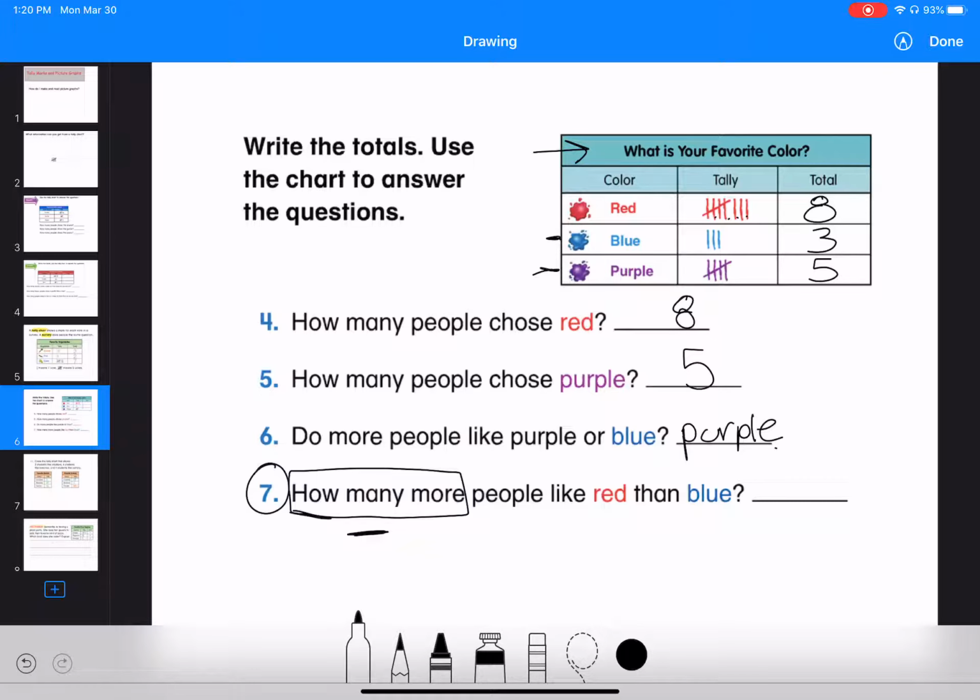So how many more people like red than blue? We go up here, I put a little star by red and by blue, and I'm going to subtract those 2. So I do 8 minus 3, which is 5. So how many more people liked red than blue? 5 more people liked red than blue.